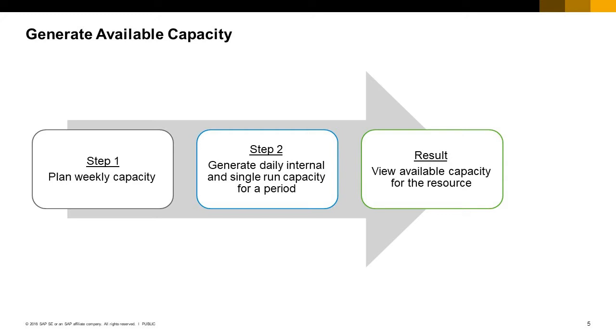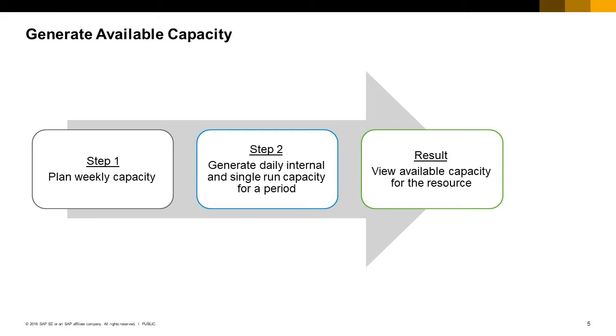You do this in 2 steps. In step 1, you define a weekly plan, where you set the expected capacity of the resource for each day of the week. In step 2, you generate the capacity for a whole period, such as a quarter, by copying the weekly plan you defined in step 1 to the whole period. Alternatively, you can set the capacity manually for each day in the period.